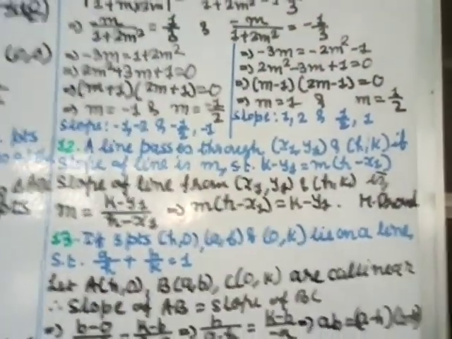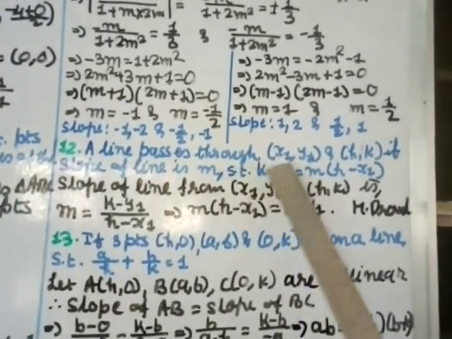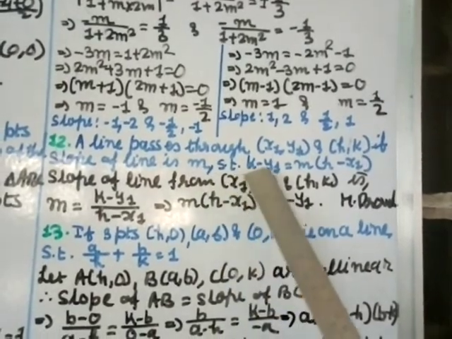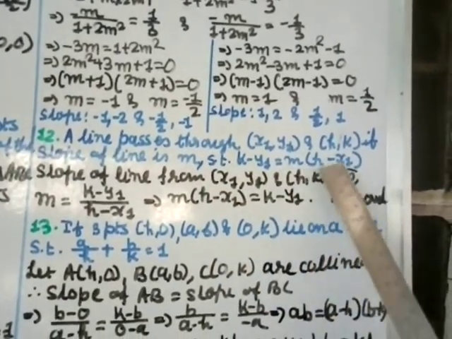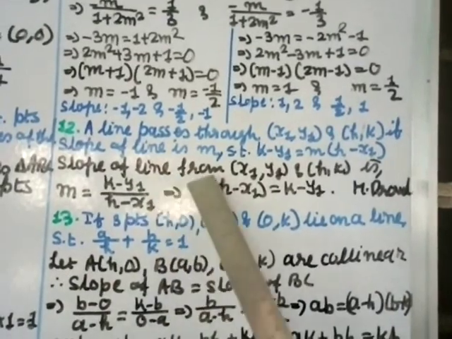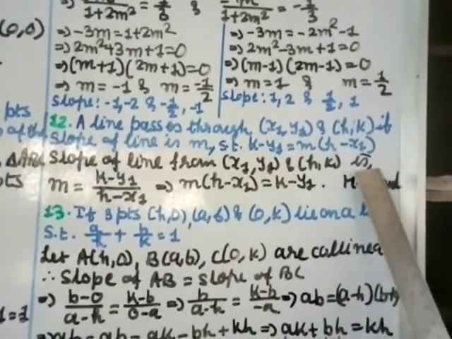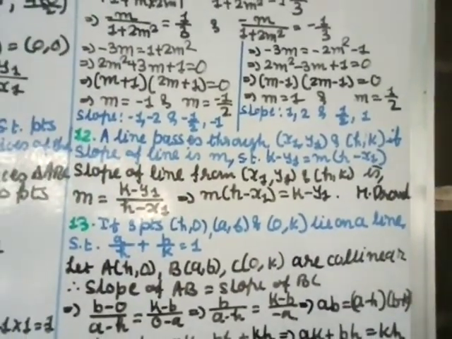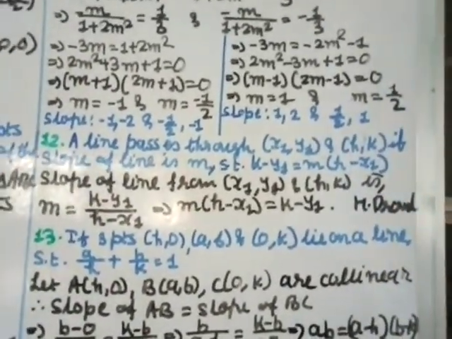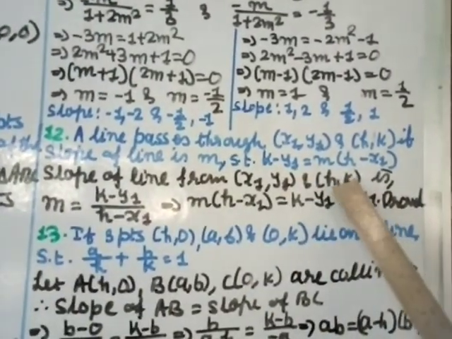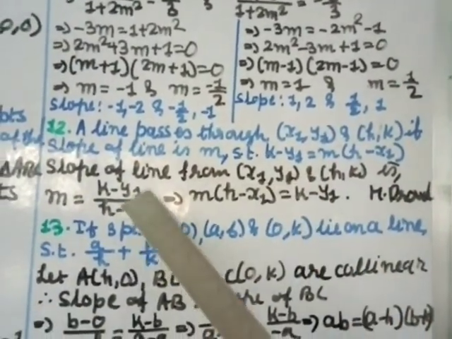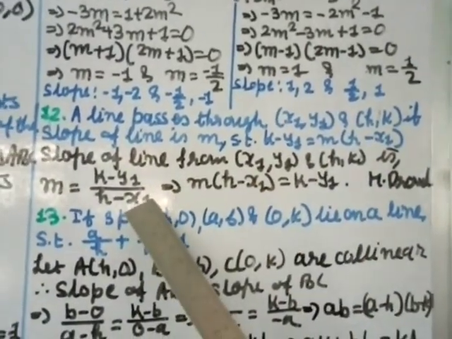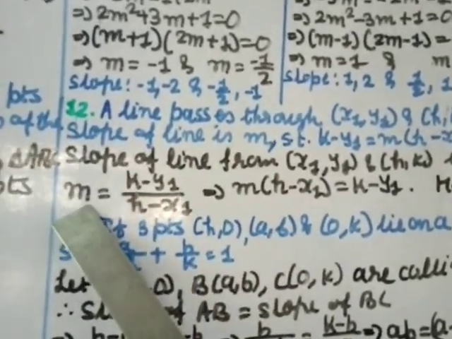Question number 12. A line passes through (x1, y1) and (h, k). If the slope of the line is m, show that k minus y1 equals m times (h minus x1). The slope of the line from (x1, y1) to (h, k) is, using the two-point form, the slope of the line passing through two points, given by y2 minus y1, so k minus y1, divided by x2 minus x1, so h minus x1, and this by definition is given the symbol m.